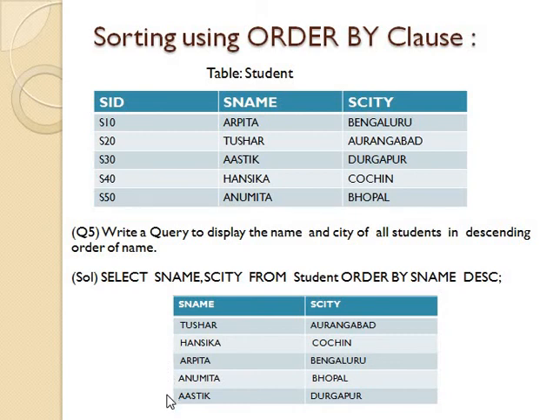Now, other than that, along with the column called SNAME, I have also included the city to be displayed. So for the student name Tushar, if you see the original table, the city he belongs to is Aurangabad. That's why Aurangabad appears here in the output table. Again, for the student called Hansika, the corresponding city is Cochin. So Cochin appears here. Similarly, for the rest of the students, Arpita, Anumita, and Astik, their corresponding cities are also being displayed.